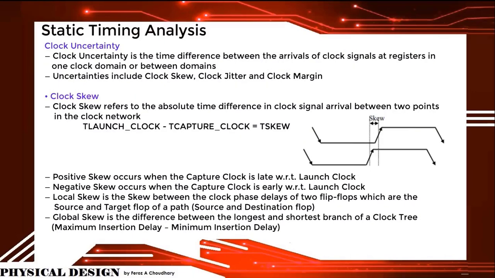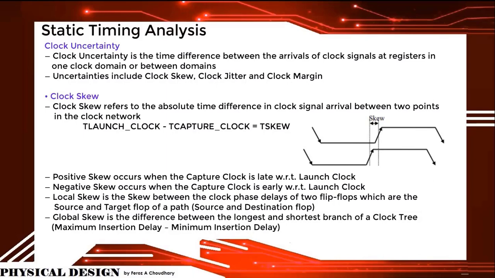Clock uncertainty is the time difference between the arrival of clock signal at register in one clock domain or between domains. Uncertainties include clock skew, clock jitter, and clock margin. Clock skew refers to the absolute time difference in the clock signal arrival between 2 points in the clock network. Skew can be T launch minus T capture clock. Positive skew occurs when the capture clock is late with respect to launch clock. Negative skew occurs when the capture clock is early with respect to launch clock.